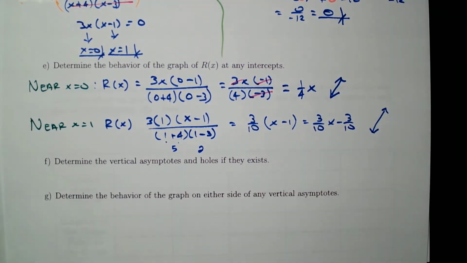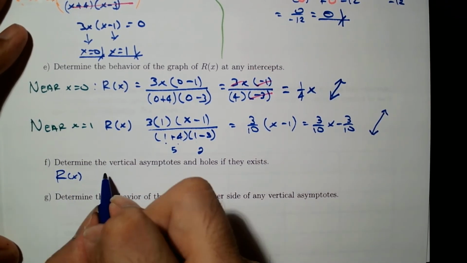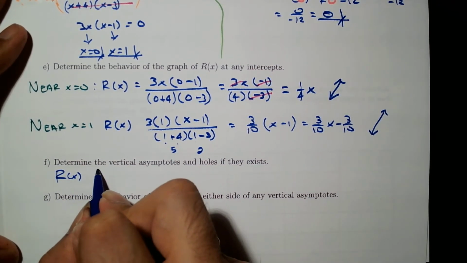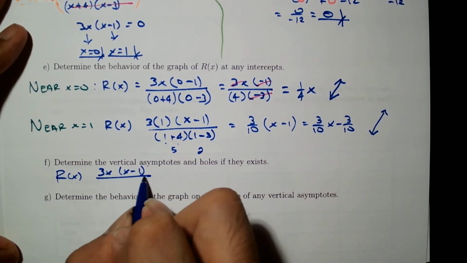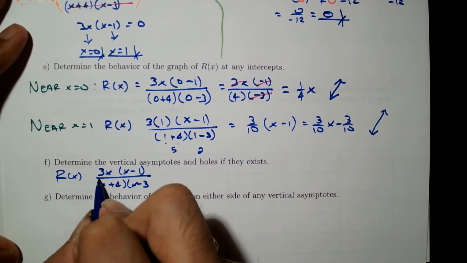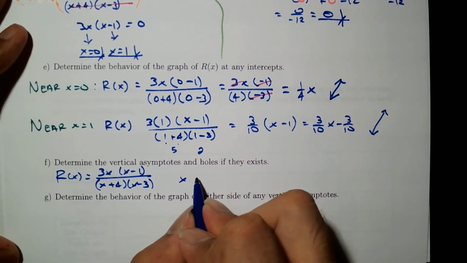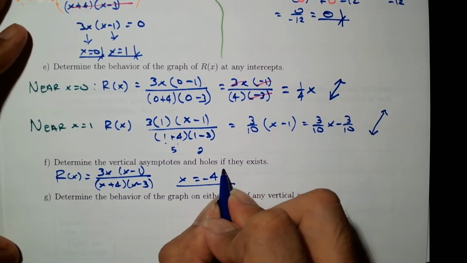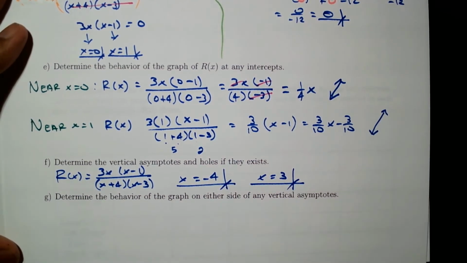Alright, determine the vertical asymptotes and holes if they exist. Again, vertical asymptotes come from the denominator, just the same as the domain. Let me write the whole function again in factor form. So the vertical asymptotes are going to be x equals negative 4, and the other one will be x equals 3.